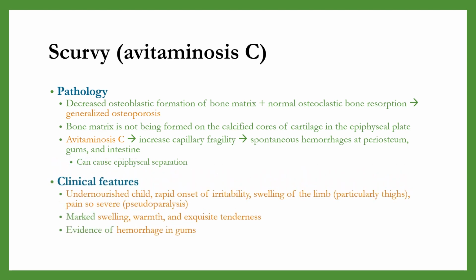The clinical features of scurvy are an undernourished child, rapid onset of irritability, swelling of the limb, and pain that is so severe. There is also marked swelling, warmth, and exquisite tenderness. There is also evidence of hemorrhage in the gums.